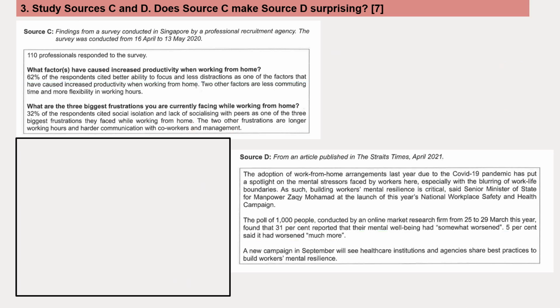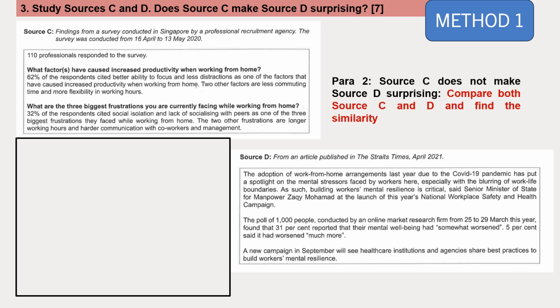We are still at method 1. And just now we talked about how source C makes source D surprising because they are different. Now, source C does not make source D surprising because there are similarities. And what are the similarities? Source D is predominantly negative, so you must find a matching point in source C to also show that it's negative. You can see it from this particular line that working from home does bring about a lack of socialization. It does bring about isolation. It does bring about certain frustrations.